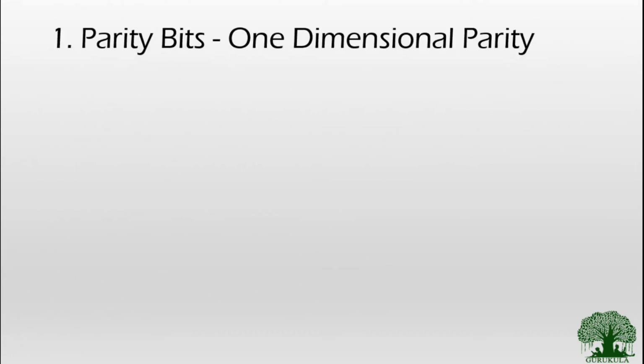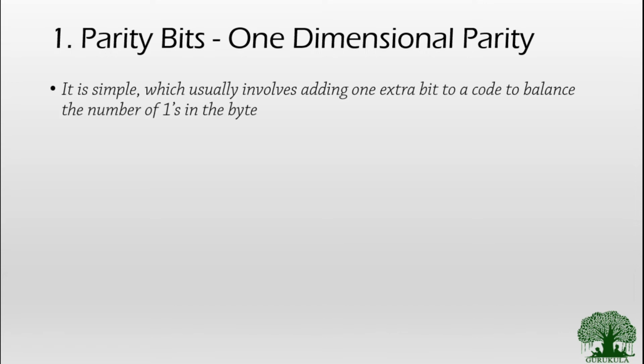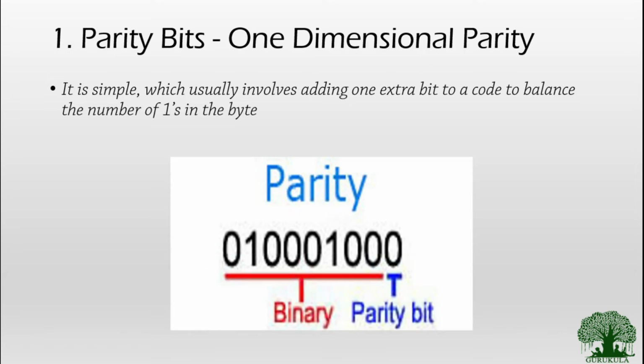So let us jump into what parity bits are. Parity bits are broadly classified into two types: one dimensional parity bit and two dimensional parity bit. What happens in one dimensional parity bit? As you can see here, the red marked area is my message signal, and this is my redundancy bit, which in general we call the parity bit.